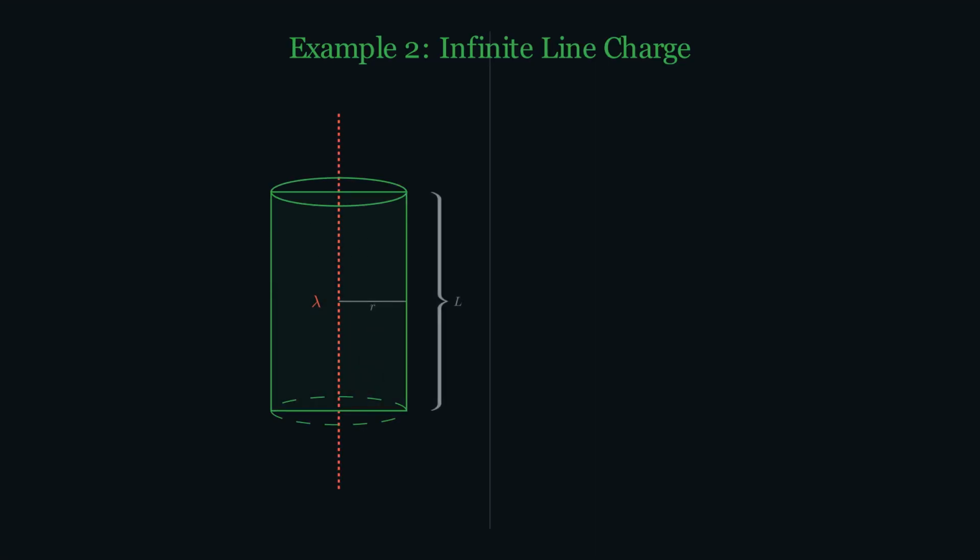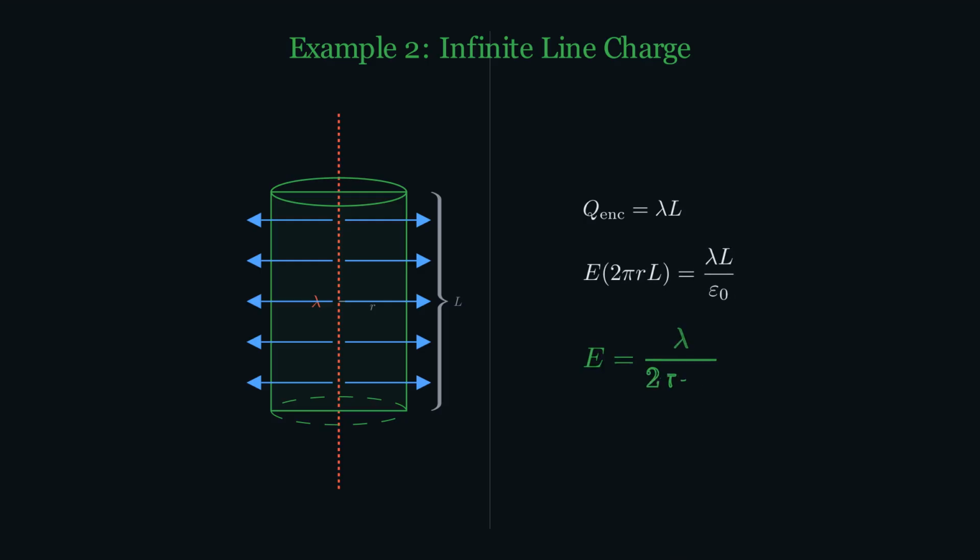Example 2. An infinitely long wire with charge per unit length lambda. Find E at distance r from the wire. The symmetry is cylindrical, so we wrap a cylinder of radius r and length L around the wire. The enclosed charge is lambda times L. On the curved surface, E is constant and perpendicular, giving E times 2 pi rL. The flat caps contribute zero because E is parallel to them. So, E times 2 pi rL equals lambda L over epsilon naught. The L cancels. E equals lambda over 2 pi epsilon naught r.